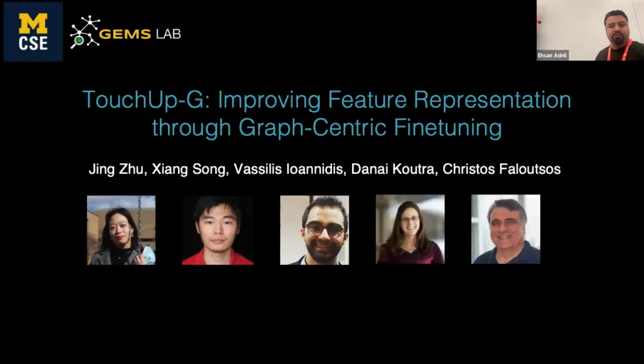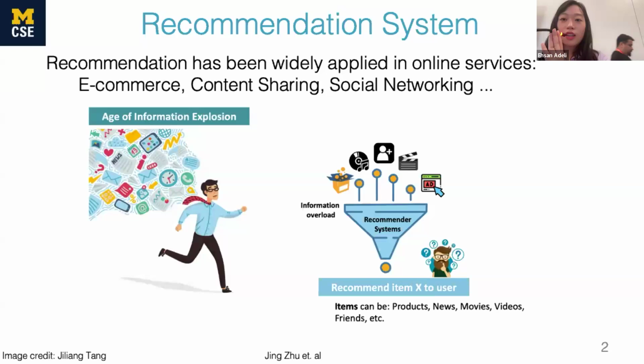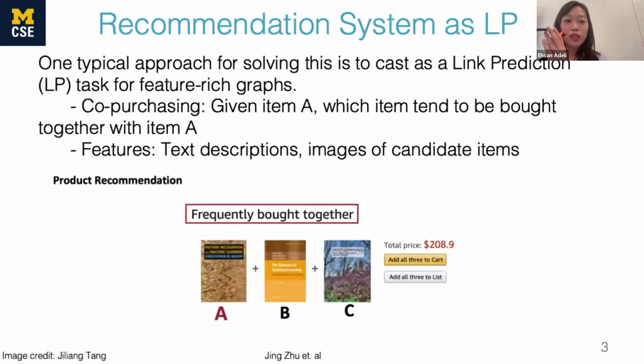Improving feature representation through graph-centric fine-tuning. Oh, hello everyone. I'm Jing. This is actually a SIGIR paper. So we are doing Ketchup-G, improving feature representation through graph-centric fine-tuning. So recommendation systems are widely used in everyday life, like e-commerce, content sharing, and social networking. One of the key ways that we solve the recommendation system is to cast this as a link prediction task for feature-rich graphs.